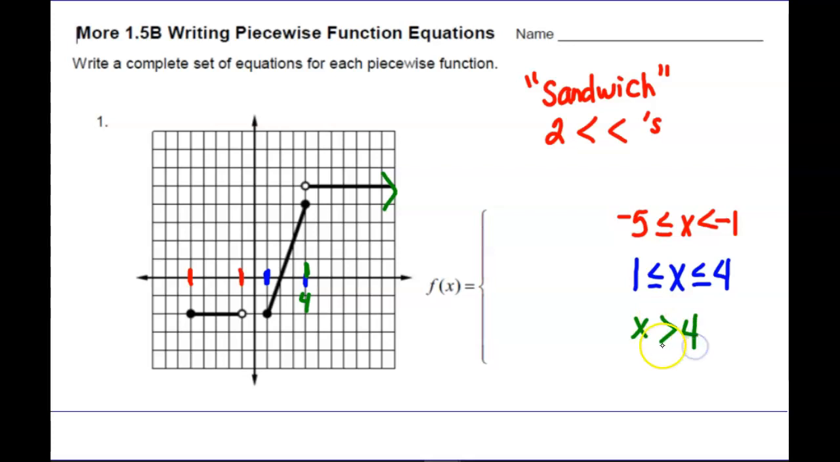Just greater than 4. Do we need an or equal to? No, it had an open circle. All right, I think that's the easy part, though this one is not really bad at all.